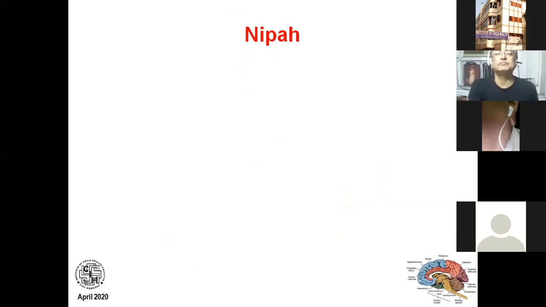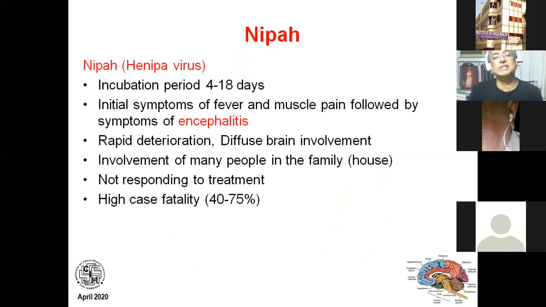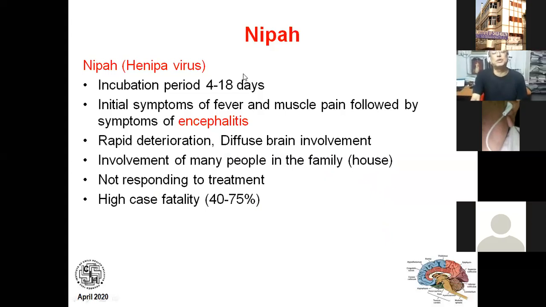And Nipah virus has initial symptoms just like dengue, fever and muscle pain, followed by symptoms of encephalitis. It causes a diffuse inflammation of the brain and it is a highly fatal disease. The case fatality rate is as high as 40 to 75%. Fortunately, Nipah virus has stopped these days and we don't get Nipah virus that much.